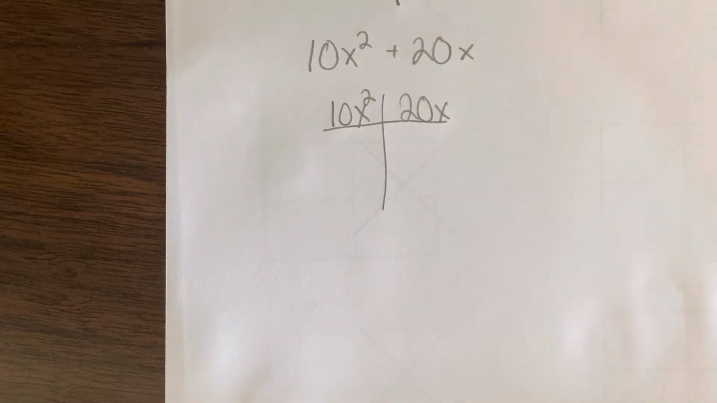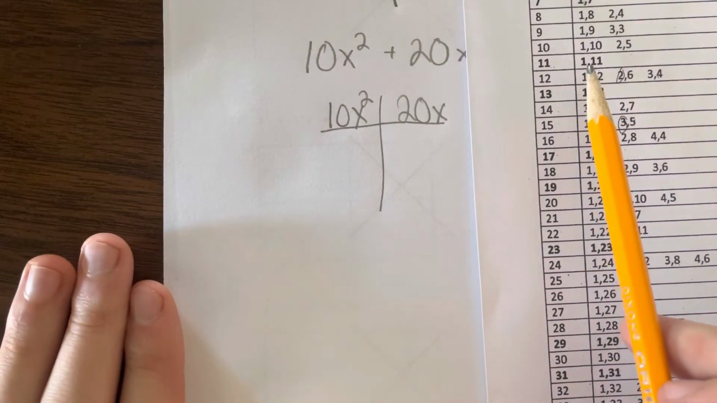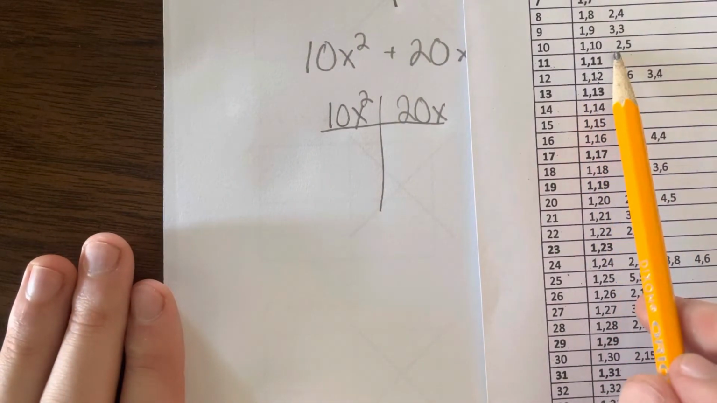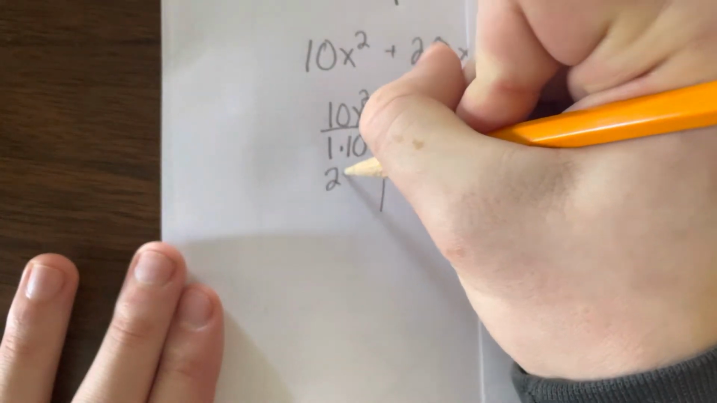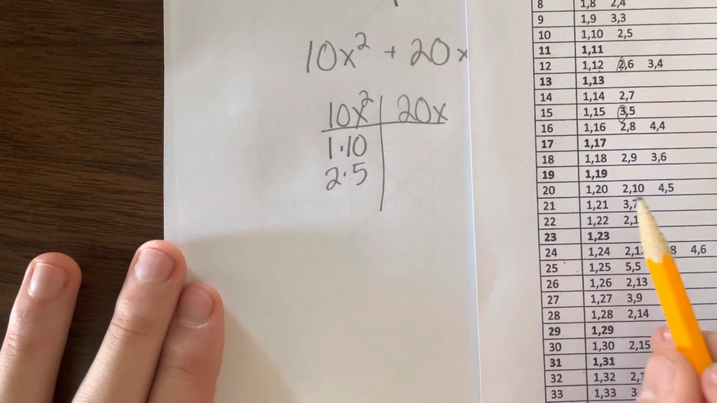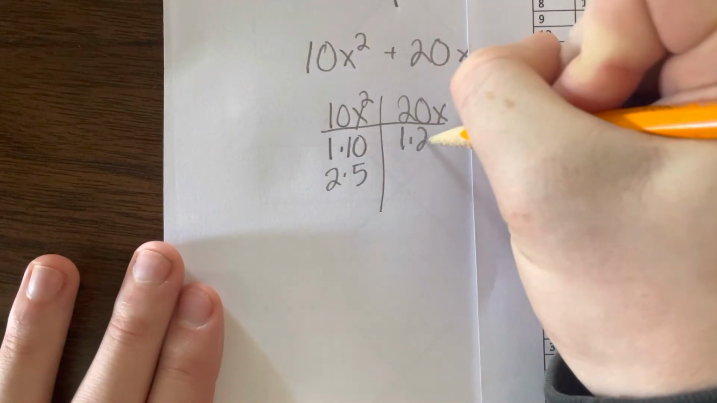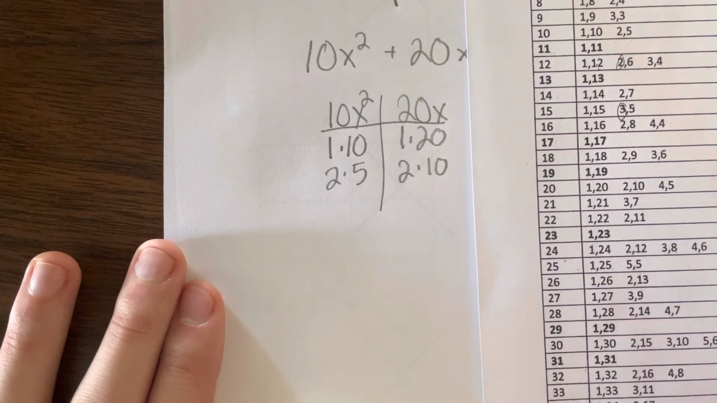All we need to do now is list all the factors of 10. I go to my factor chart and I see 1 times 10, 2 times 5. So that's what I'm going to write: 1 times 10, 2 times 5. Do the same thing with 20. 20 has 3 of them. We have 1 times 20, 2 times 10, and 4 times 5.